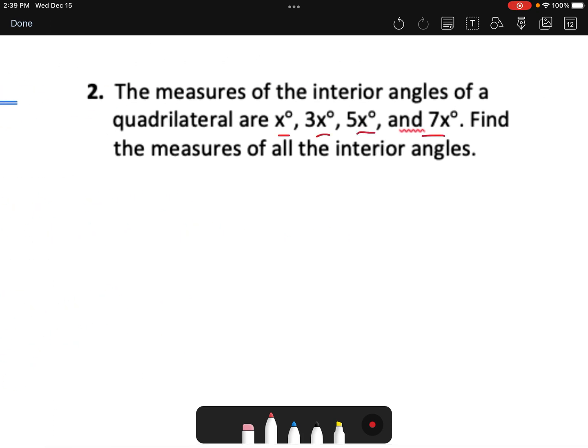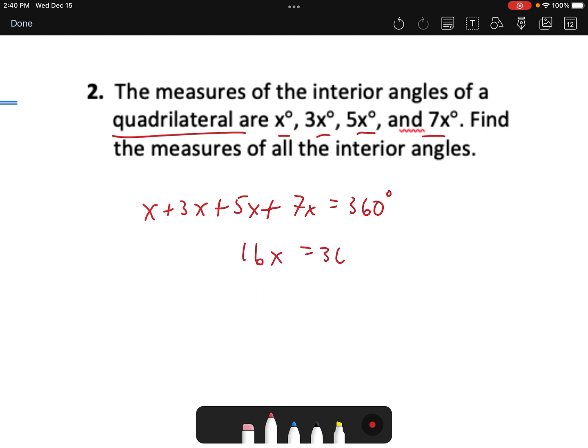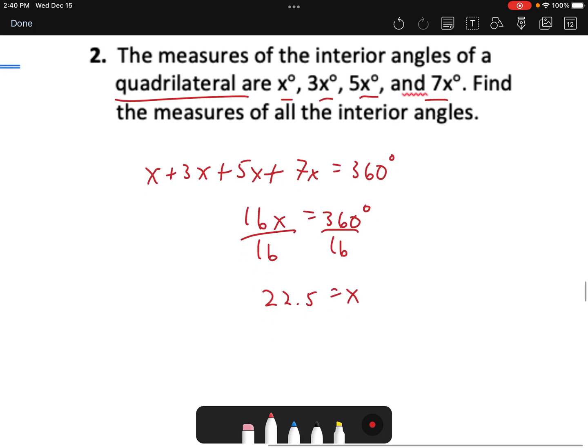The other one says, what if these are our interior angles? Now it says it's a quadrilateral. How much will they add up to? 360, right. So all we're going to do is write them and add them, and set them equal to 360. So I think that becomes 16x. 1 plus 3 is 4, plus 5 is 9, plus 7 is 16. Divide by 16. 360 divided by 16 is 22.5.